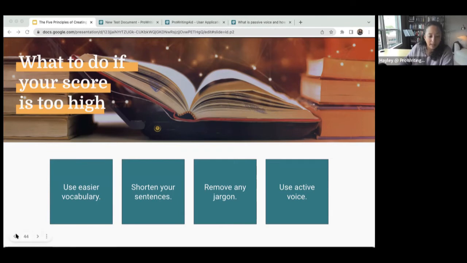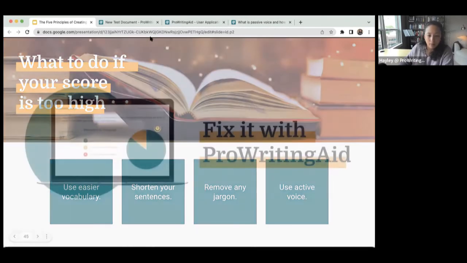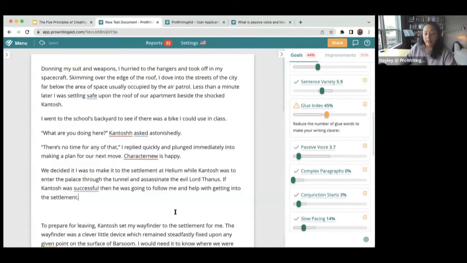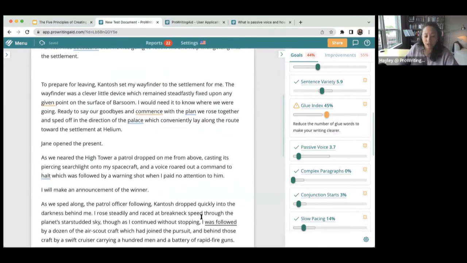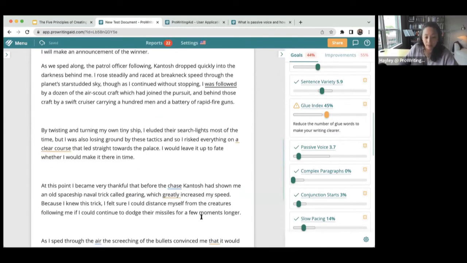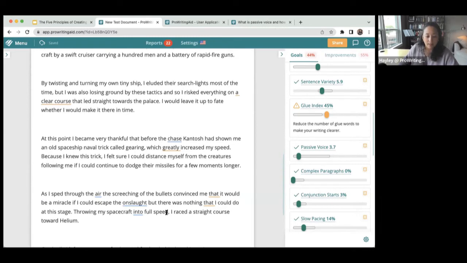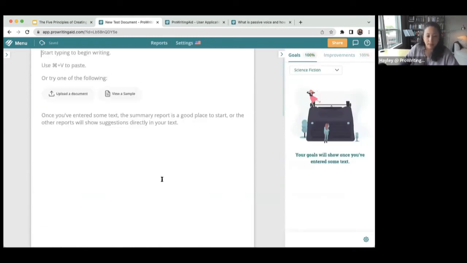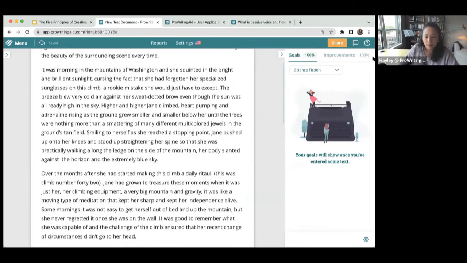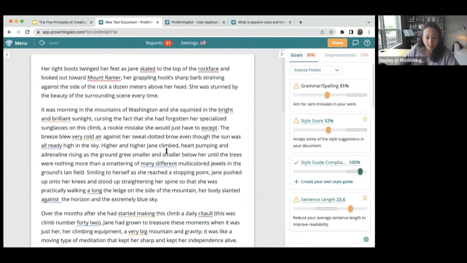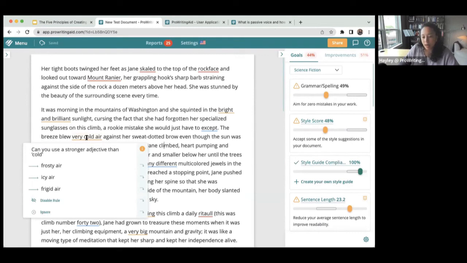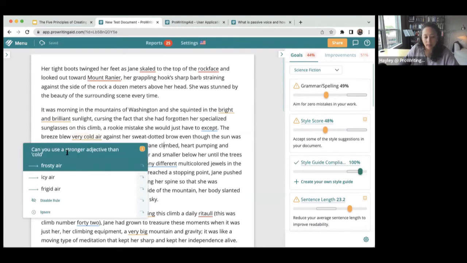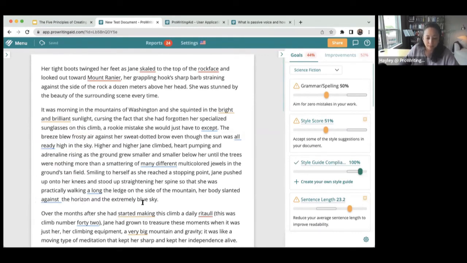And then with ProWritingAid, you can do a couple of different things. A lot of the suggestions I was showing, again, the passive voice suggestions. Let's see if I can find another. Let me get another sample in here. Okay, so here we have a different sample. Just to show you a few things, I had talked about the word very before, so I would typically do frosty or something better.